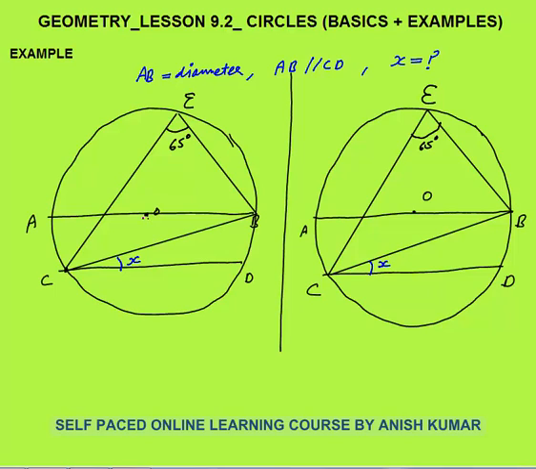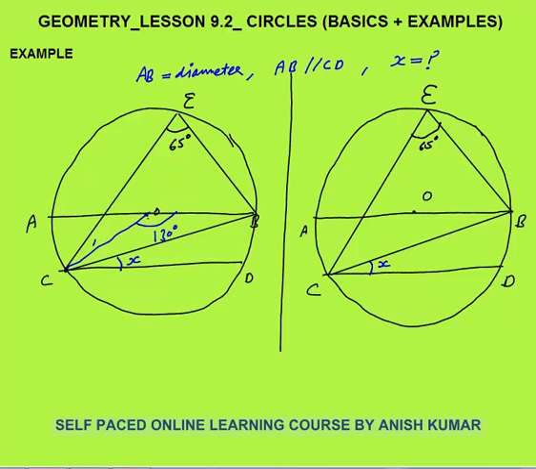Now I'm solving this question. How can you solve it? Can I say that first I join O and C? Now if I join O and C, look at the arc BC. The angle subtended by the arc BC at the center will be double the angle subtended by the same arc at any point of the circle. At a point of the circle the angle is 65, so the angle subtended by the same arc BC at the center will be 130 degrees. This angle is 130 degrees.